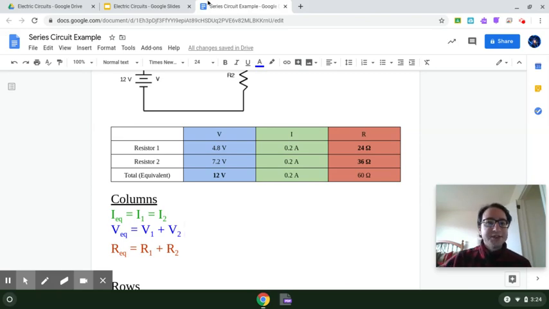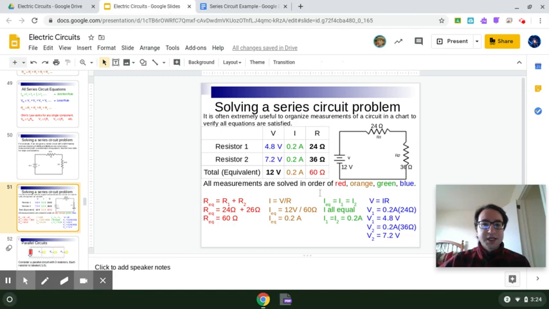Again, you can go back to the slide to see the individual values. I just kind of spoke them, but you can see how everything works out here if you want to review.